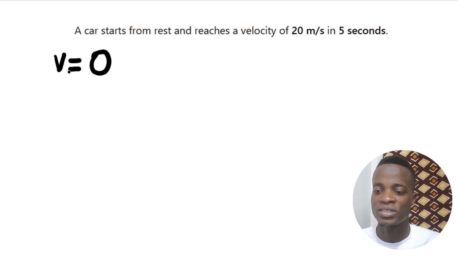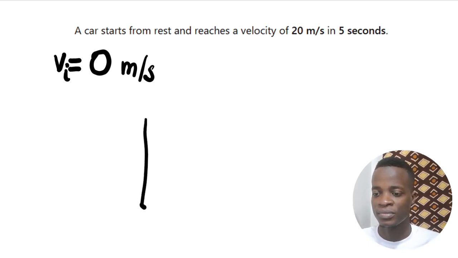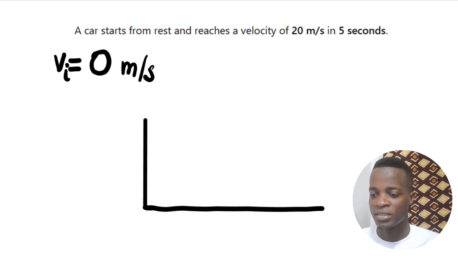So the initial velocity, let's say Vi, is equal to 0 meters per second, whatever the unit is, even if it's kilometers per hour. The car starts from rest and reaches a velocity of 20 meters per second. So there is a change in velocity. Whenever there is a change in velocity, we are getting an acceleration, so there will be a positive slope. So the graph will look like this. I have my time here and my velocity here.